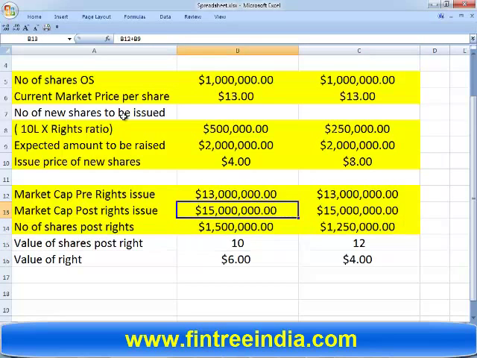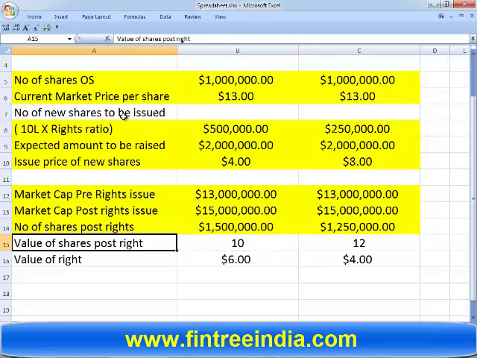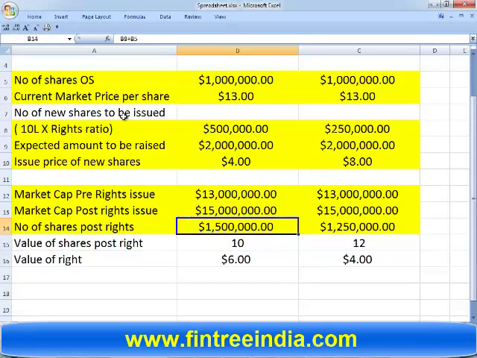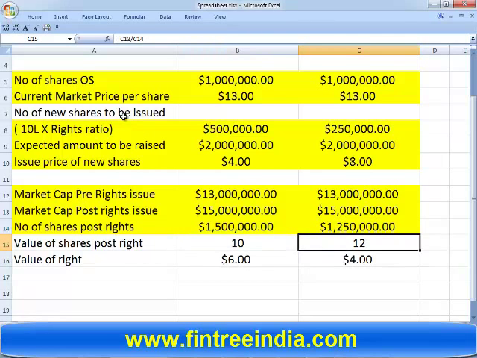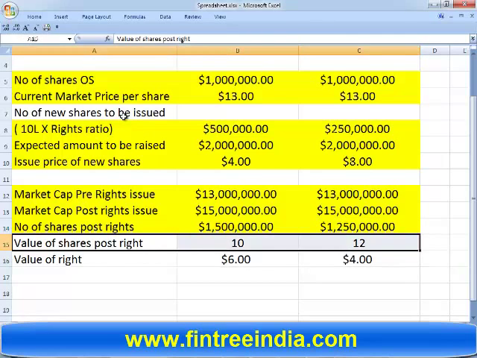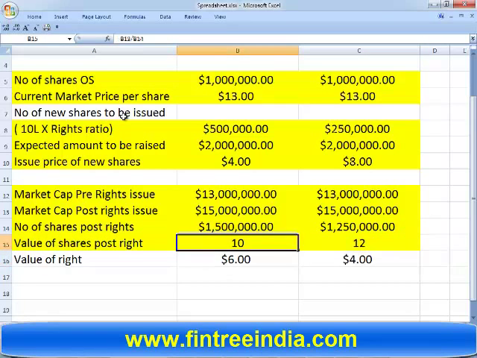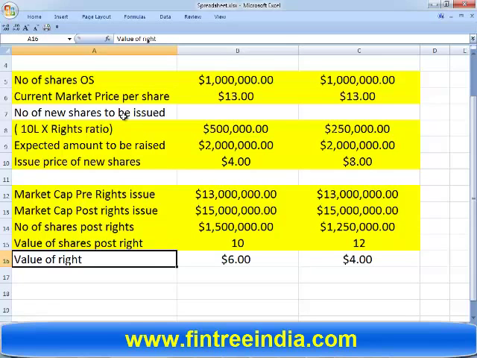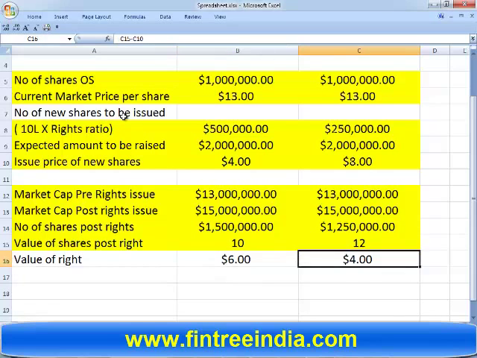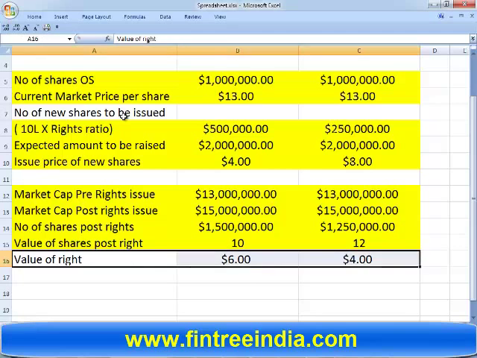Then the post-capitalization, the post-right market cap of 150 lakhs divided by the number of shares, which is 15 lakhs, gives value of share post right of 10. And here 150 divided by 12.5, value of share would be 12. Now once you're okay with this point, that shareholder will get to buy this share at a price of 4. But the value of that share after the acquisition is going to be 10. That means the right that he's got is worth 6 rupees. And the right that he's got here is worth 4 rupees.